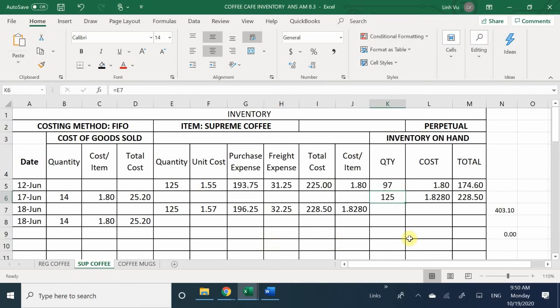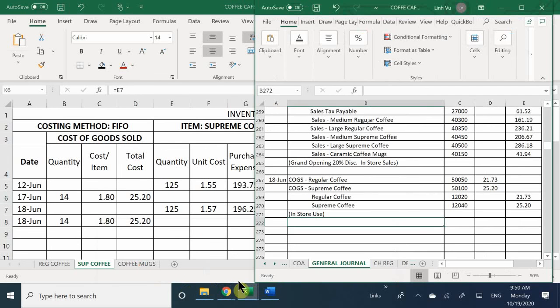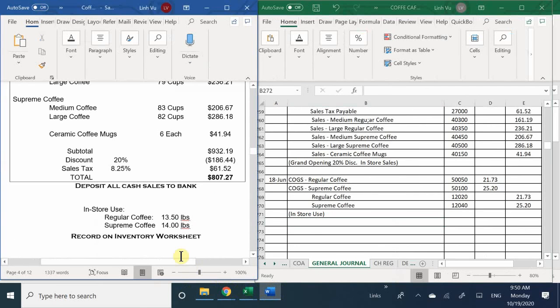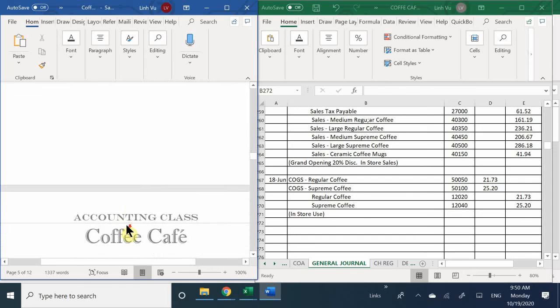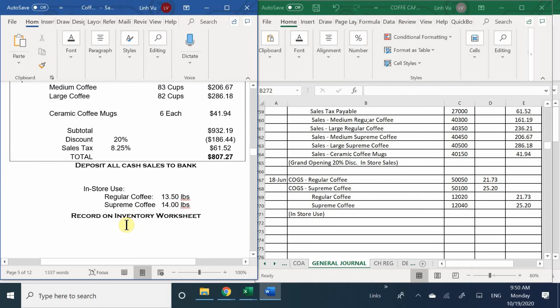Inventory. Your inventory worksheet right here. I've added up the total, 403.10. So that means I did my calculations right. I did my accounting correct. So I can go ahead and move on with the rest of my scenarios, right? Let me see. Okay, it's not even 10 yet. All right, so come on. Let's go ahead, and we've already deposited our money. We've already updated our inventory.